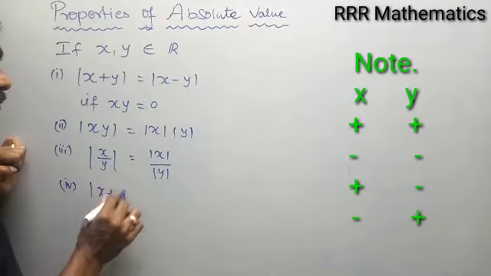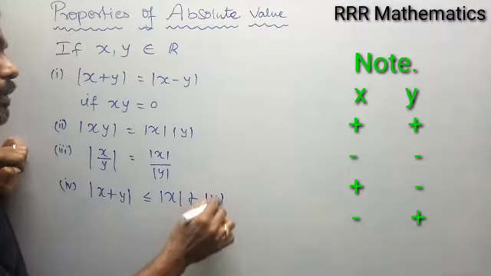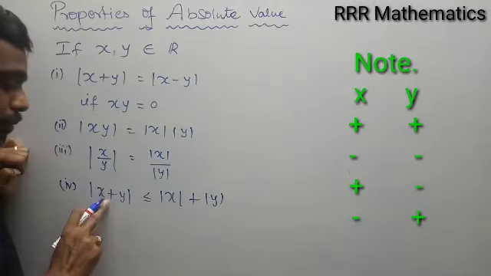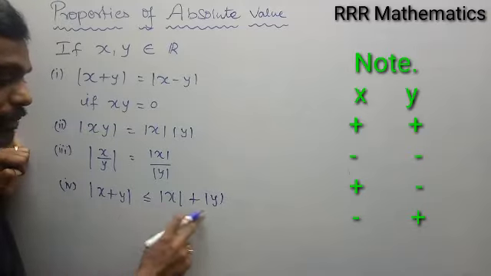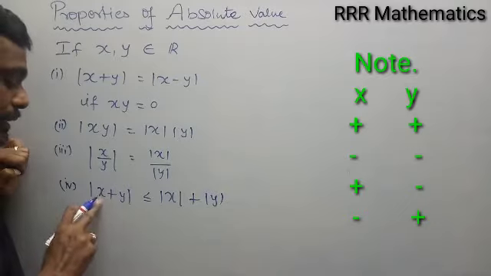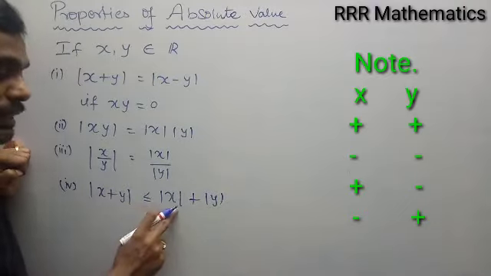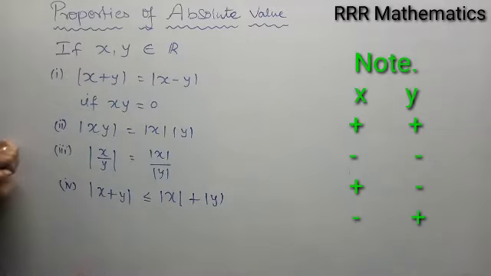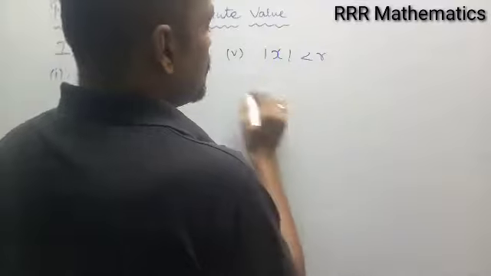Modulus of x plus y is always less than or equal to modulus of x plus modulus of y. If both are positive or both are negative, whose modulus value is always equal to the sum of the individual modulus. Suppose x positive, y negative, or x negative, y positive, the difference is always less than the sum of the individual modulus. Got it?